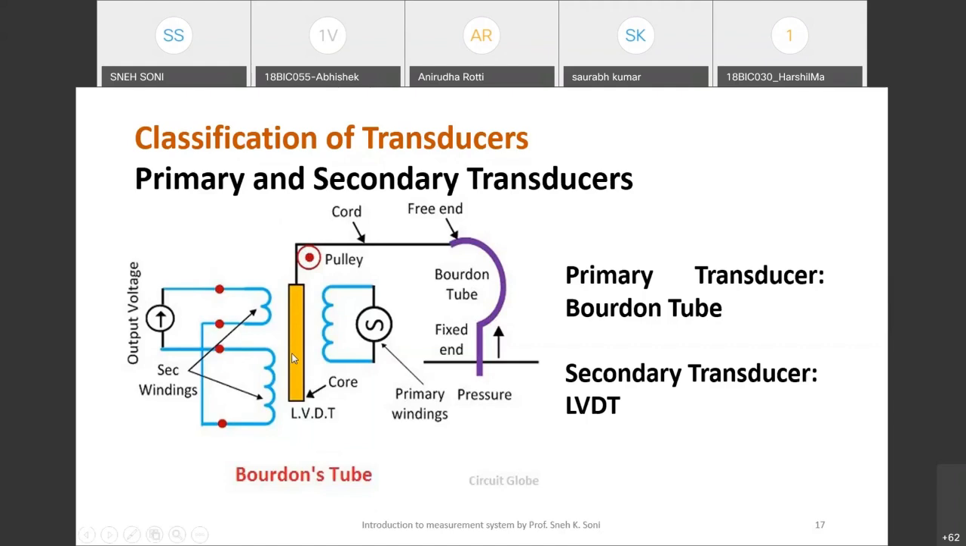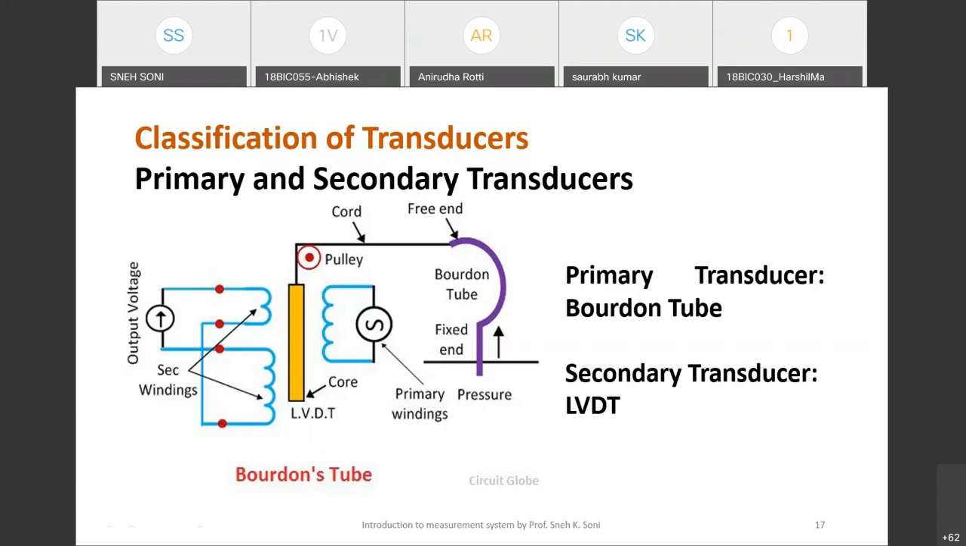So LVDT, I am going to explain to you in detail, but right now we are understanding primary and secondary. So for that you can get the idea. We will also understand burden tube and other elastic elements like bellows, as I told you last time. So we have different elastic elements that we'll be studying in the pressure transducer section. And similarly, in displacement measurement also we study LVDT. But right now, just to understand an example, we are taking this reference.